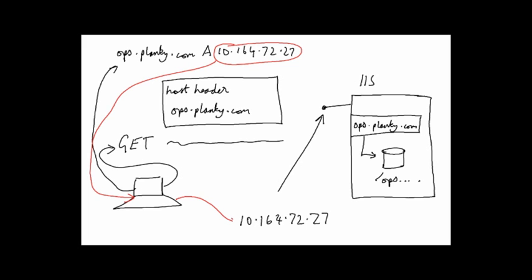The web browser sends it off to 10.164.72.27, and that means that this lot of data, the host header and the GET request, end up at IIS, and IIS inspects the host header and sees this part here which says ops.planky.com and says, aha, I need to send this request into this specific website, and in which case the code is being handled by data and files and so on that exist in this directory. Okay, so that's what would normally happen.